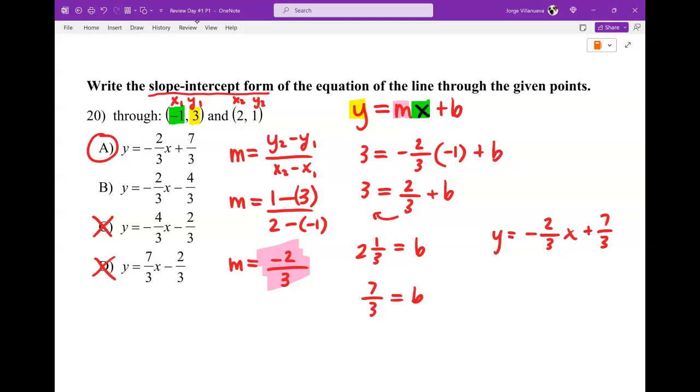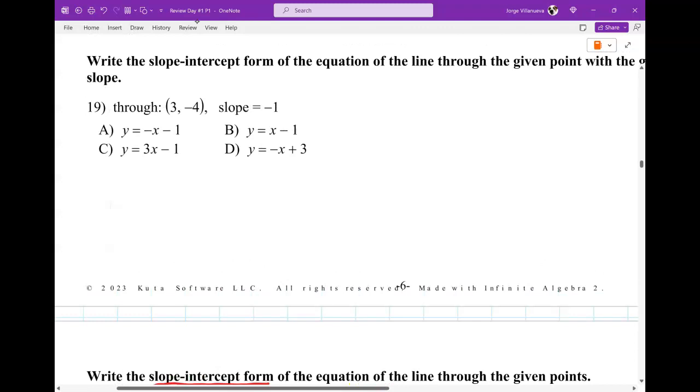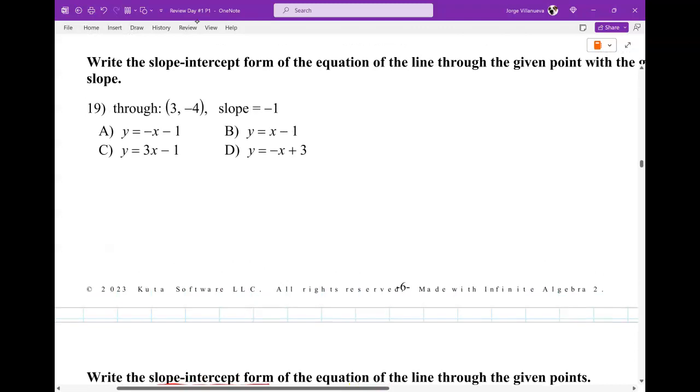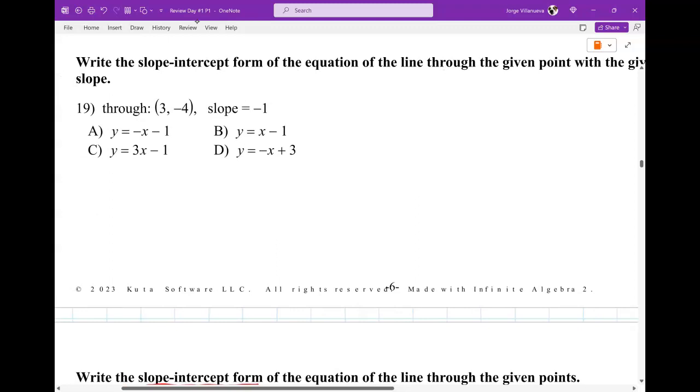19 and 22? Okay. So let me go back to 19. Write the slope-intercept form of the equation of a line given through the point and also given a slope. So they're giving me a slope and a point. So this one's a little bit easier than 20 because in 20 I had to figure out the slope first, right? This one they gave it to me. So all I got to use is this formula. Again, they said slope-intercept form. So y equals mx plus b.